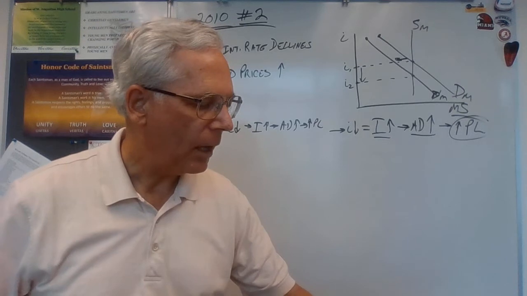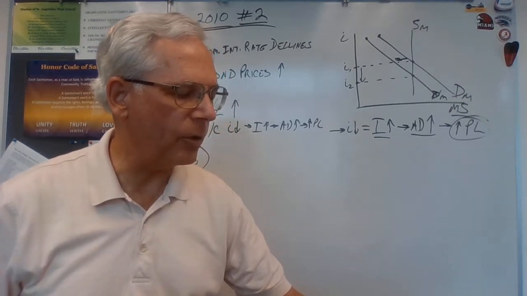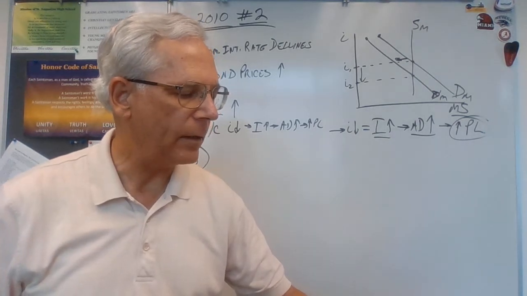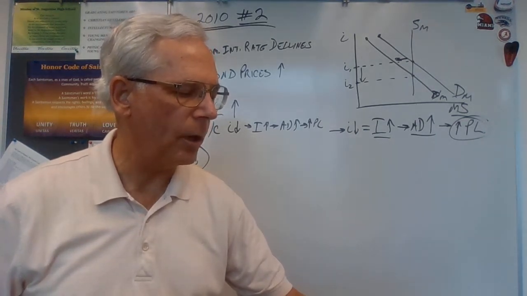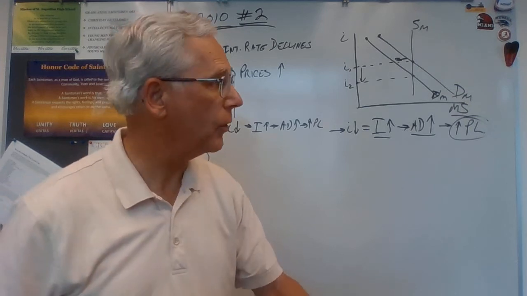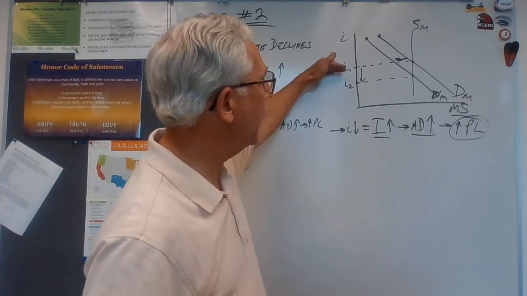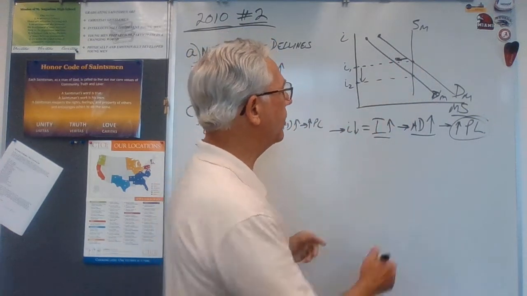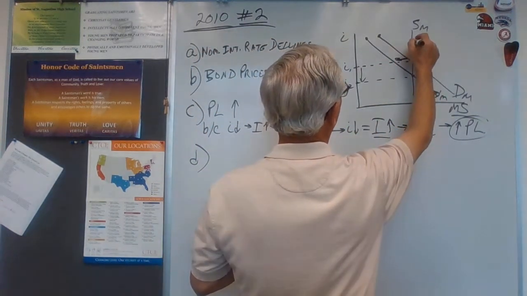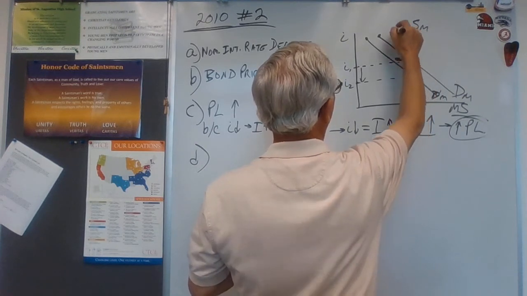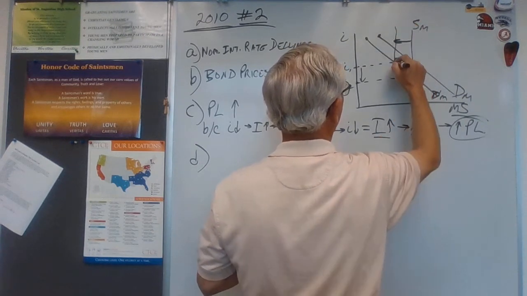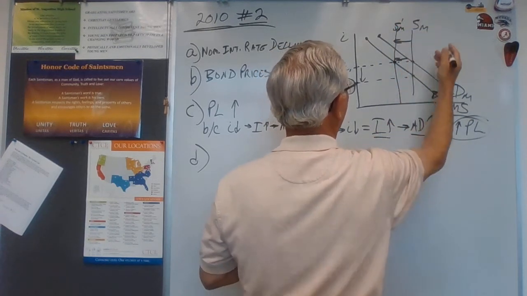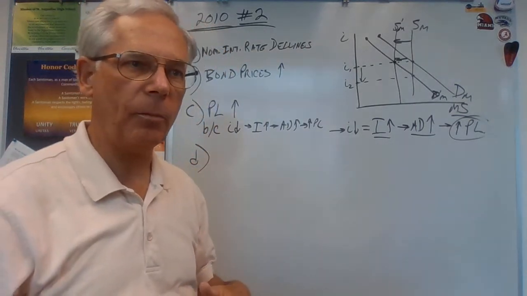Part D, identify an open market operation the Federal Reserve could use to keep the nominal interest rate constant at the level that existed before the drop in credit card fees. So we want to get the interest rate back up. So what do we want to do with the money supply? We want to reduce the money supply. We want to shift the money supply back to the left here so that it gets back to the same interest rate that we had before. Supply prime of money.